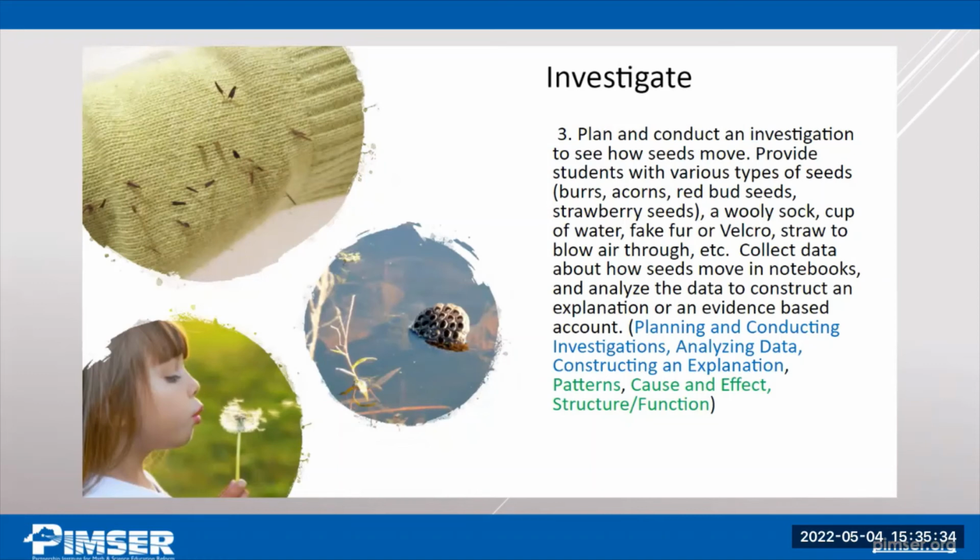And then after we discuss different things that we could test, we could talk about how to develop a fair test and some ways that they could record data with drawings or descriptions. After their data has been collected, groups can share their results. We'll analyze the data and construct a simple explanation or an evidence-based account, as it's called in primary grades. We might notice patterns in the data, cause and effect relationships, and the relationships between the structures of seeds and how they move.